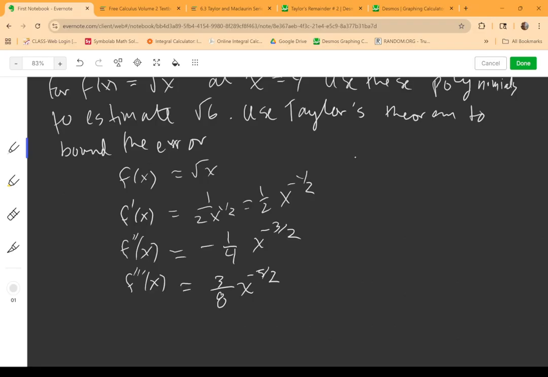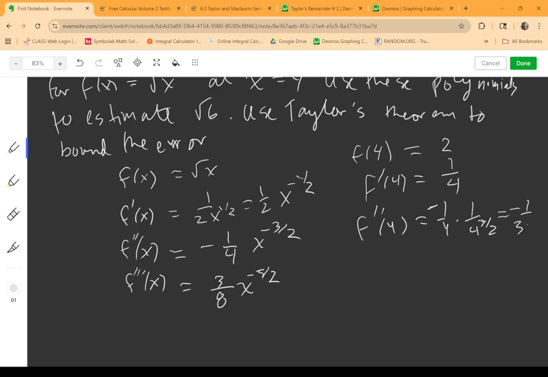And then at 4, that's where we're centering it. F of 4 is root 4, which is 2. F prime of 4 is 1/4. F double prime of 4 is negative 1/4 times 1 over 4 to the 3/2. The way you want to do that is, the denominator is the root, so root of 4 is 2, 2 to the third is 8, 8 times 4 is 32.